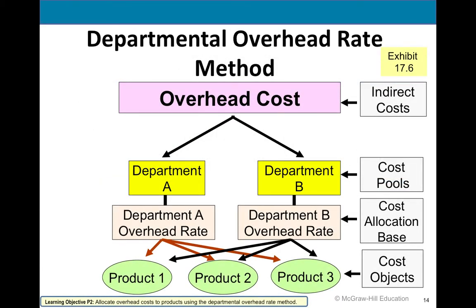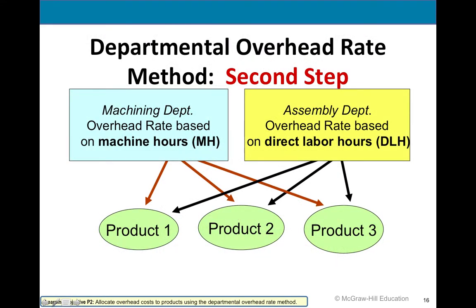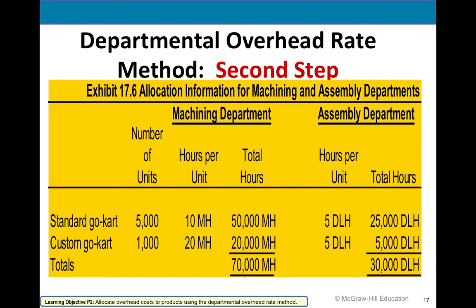Departmental, like it says here, each department has its own base. Obviously we see a big difference here. So machining gets most of the overhead cost because they may have more activity than the assembly department. Second step, machining is based on machine hours, the other one's direct labor hours. That's another big difference, your allocation basis. And again here, how many units do we have? How many hours per unit?